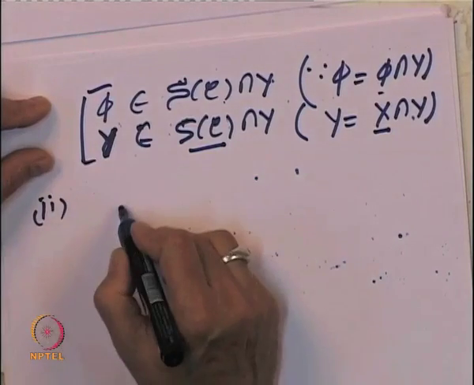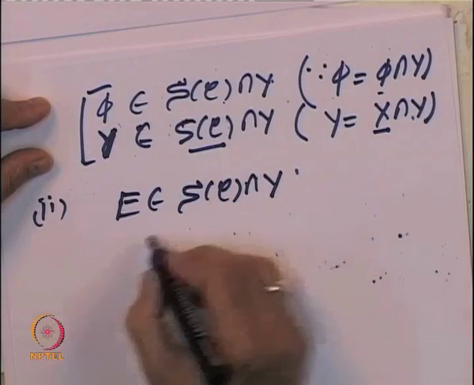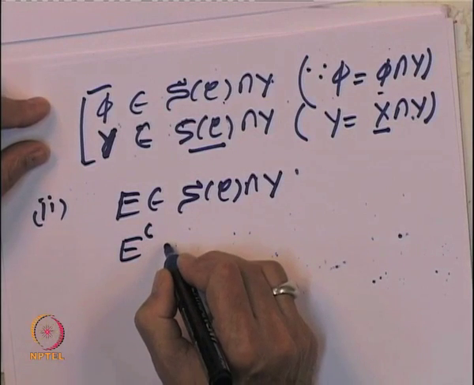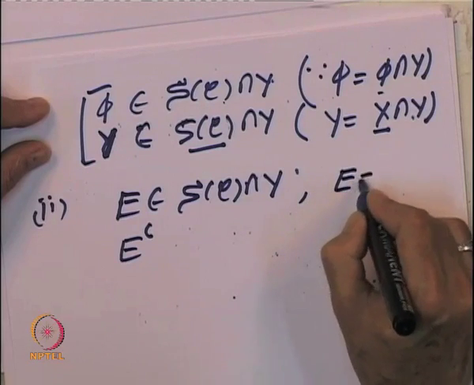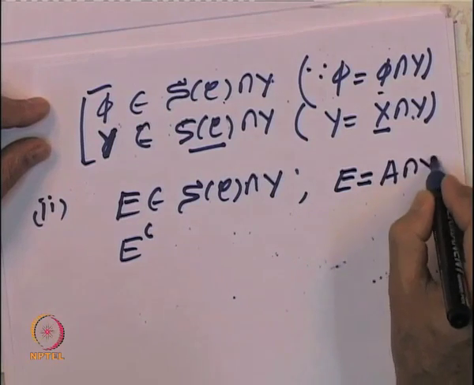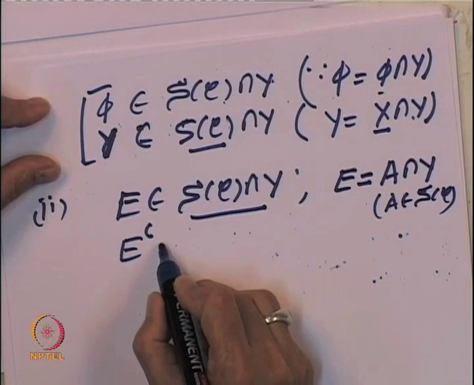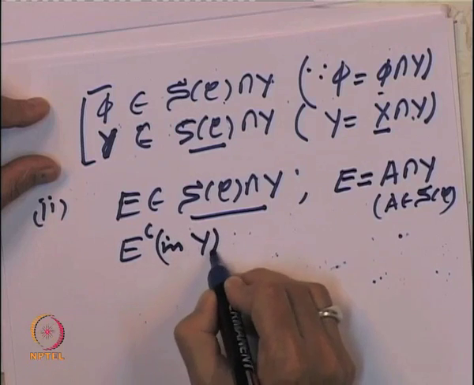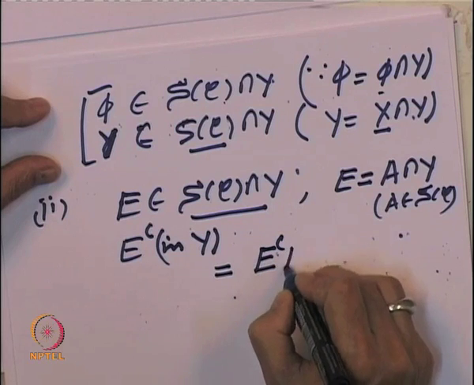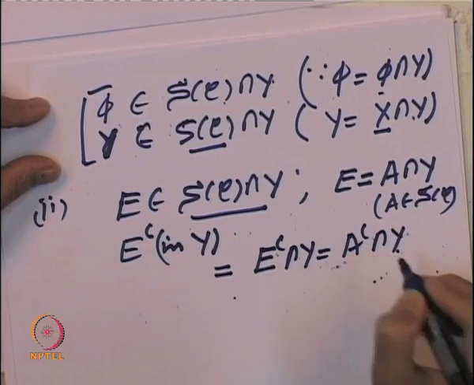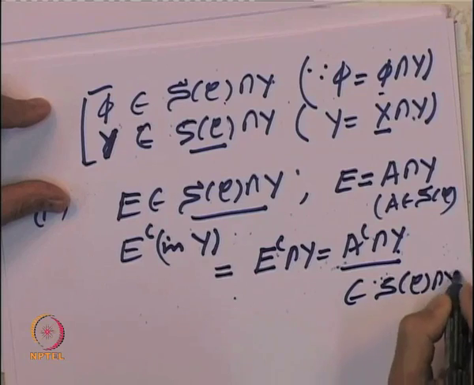Second thing, let us look at a set E belonging to S of C intersection Y, and we want to look at the complement of this. If this set belongs to S of C intersection Y, that means E must be equal to some A intersection Y, where A belongs to S of C, by the definition. So, what is E complement? Keep in mind, we are looking at subsets of Y. So, E complement in Y is the same as A complement intersection Y, and that again belongs to S of C intersection Y.